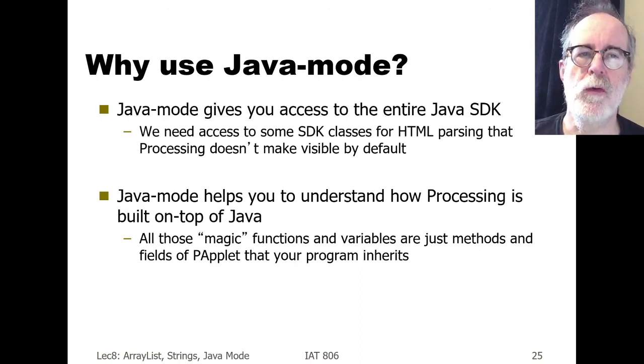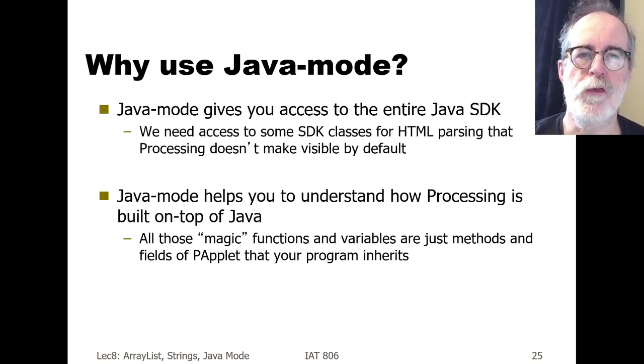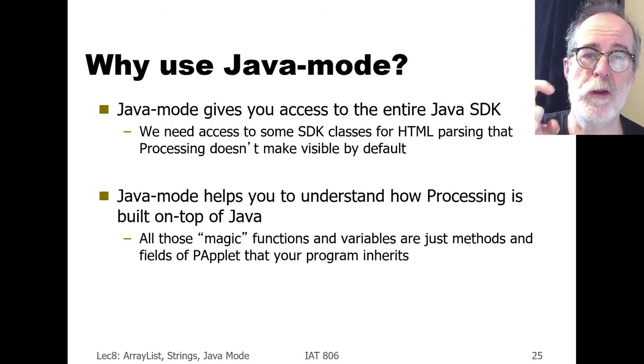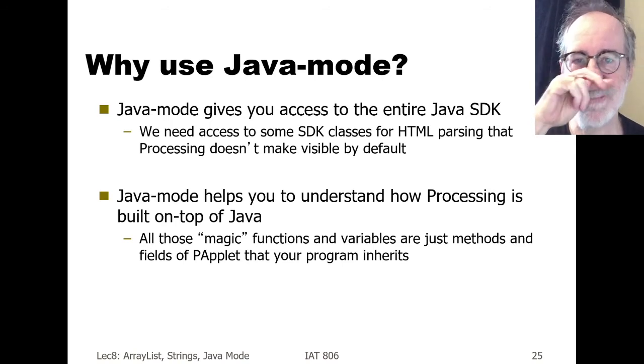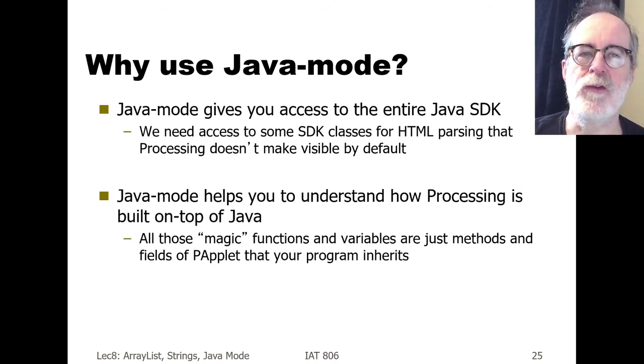Java mode also helps you understand how Processing is built on top of Java. Sometimes it's valuable to pull back the curtain to see what's going on behind the scenes, to see how it's done. And so all those magic functions and variables are really just methods and fields of PApplet that your program inherits. So, width and height, the width of the screen, the height of the screen, are fields that are defined within PApplet. And because your own applet, Sketch 2020 or whatever it is, inherits from that, it inherits those fields, and you get access to them. So yeah, they're kind of magic, but I'm now telling you how the magic works.